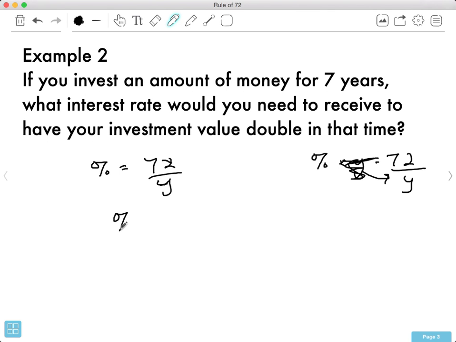So for this question, we get 72 divided by 7. And 72 divided by 7 is 10.285, rounding to 2 decimal places, which is normal in the applied math course. We're going to go with 10.29% as approximately the interest rate you would need to double your money in 10 years. I'm sorry, in 7 years.